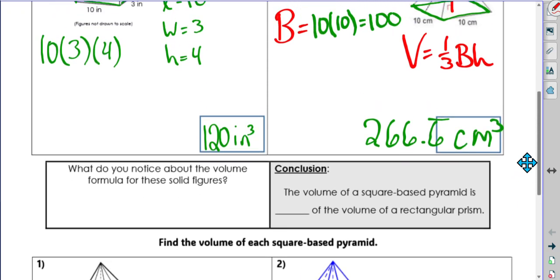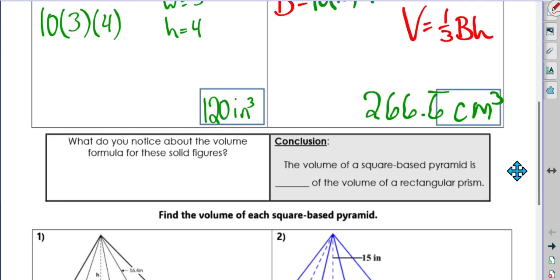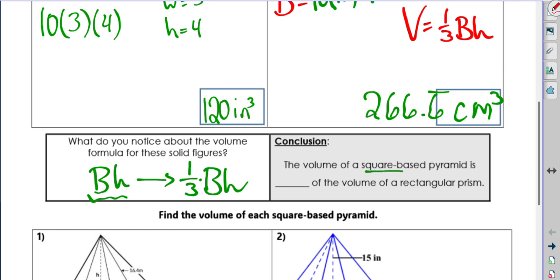All right, so what do we notice about these volume formulas? It's going from B times H to 1/3 of B times H. That's the only difference. That 1/3 is being multiplied times that. Just like with the cone and cylinder, the volume of the square-based pyramid is 1/3 the volume of the rectangular prism. 3 of those pyramids would fit inside of a rectangular prism that has the same dimensions.